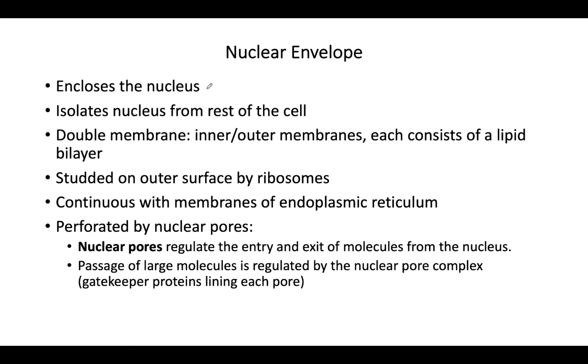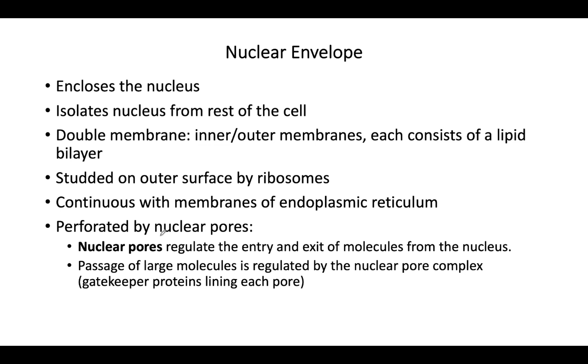Nuclear envelope is studded on the outer surface by ribosomes. Also, the nuclear envelope continues with the membrane of the endoplasmic reticulum. Since the nuclear envelope is double, the outer nuclear membrane can extend toward the cytoplasm. It forms the endoplasmic reticulum. Also, the nuclear envelope is perforated by nuclear pores.